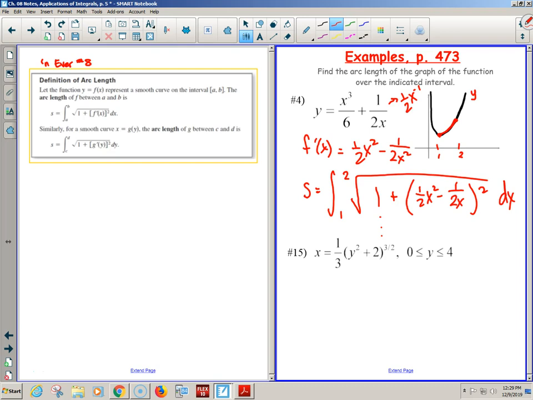Make sure you can set it up, and then make sure that plugging into your calculator works. Why? Because the majority of these won't be solved by hand, and technically the point of this chapter is not you solving crazy integrals by hand. Okay?